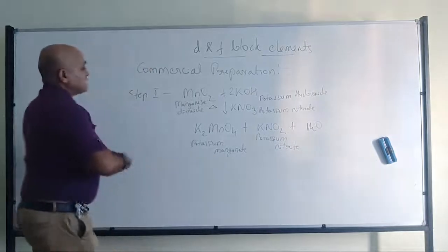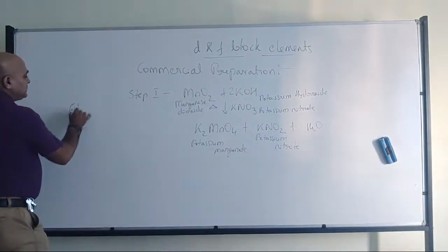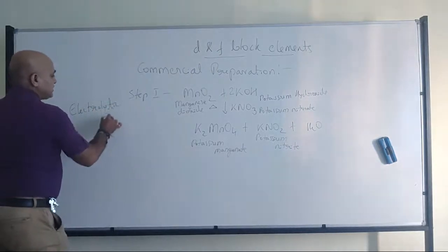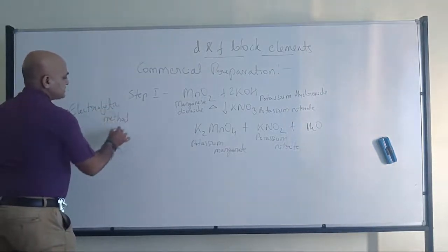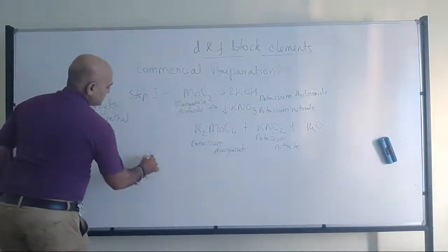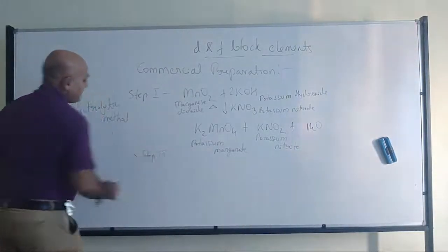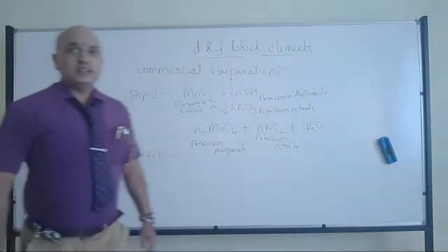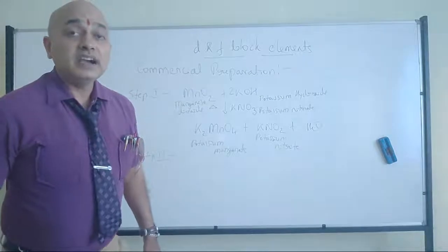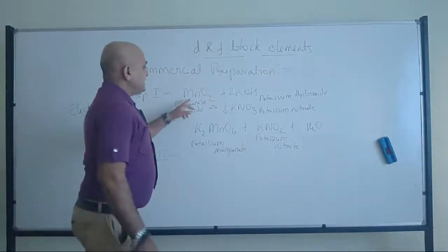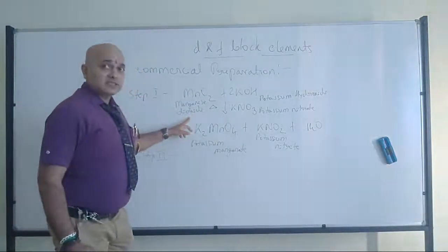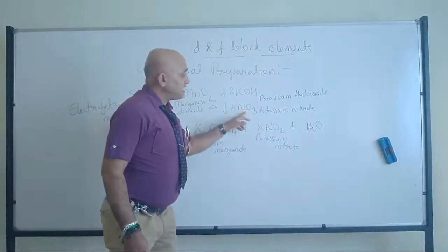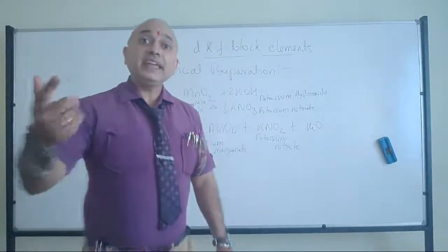So this is another method, which we can call the electrolytic method, especially when it comes to step 2. Step 1 is fine. It's almost the same as that of the earlier method. So manganese dioxide, once again the source is pyrolusite only, treated with potassium hydroxide and potassium nitrate.